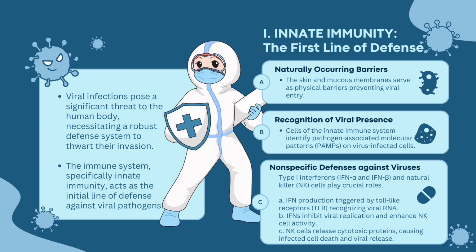Non-specific defenses against viruses. We have type 1 interferons, IFN alpha and IFN beta, and natural killer cells, which play crucial roles. IFN production is triggered by toll-like receptors, or TLRs, recognizing viral RNA. IFNs inhibit viral replication and enhance natural killer cell activity. Natural killer cells, on the other hand, release cytotoxic proteins, causing infected cell death and viral release.